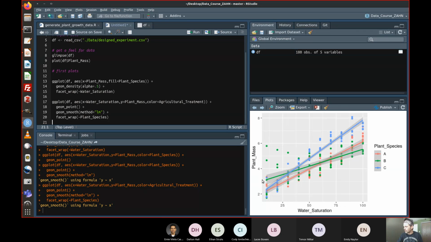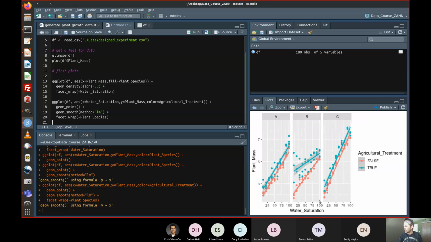The points are all going to be basically in the same spot, but our little trend lines have changed a bit. Is it just me, or is it only... It's not showing species, really, is it? It actually is: A, B, C. Oh yeah, sorry. Each species is its own panel.